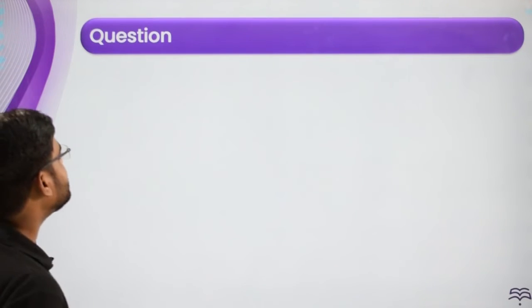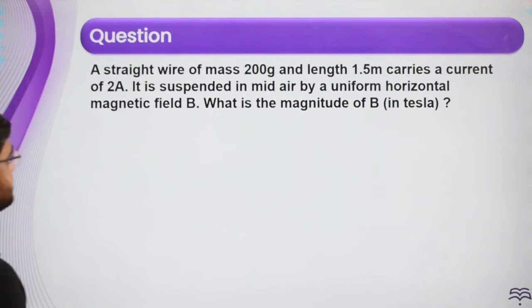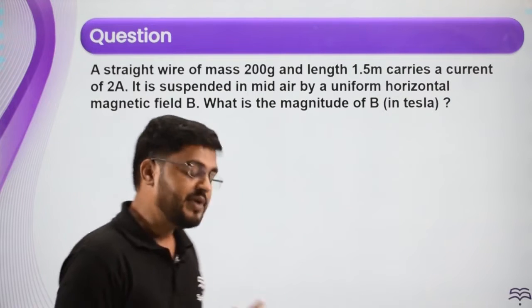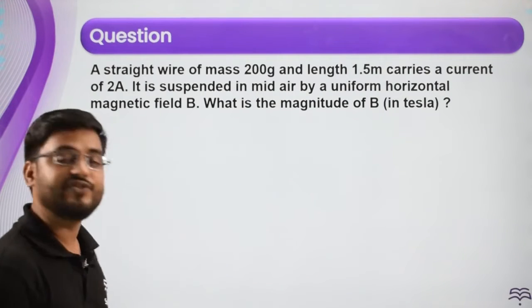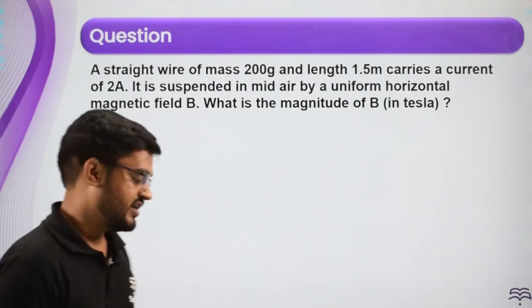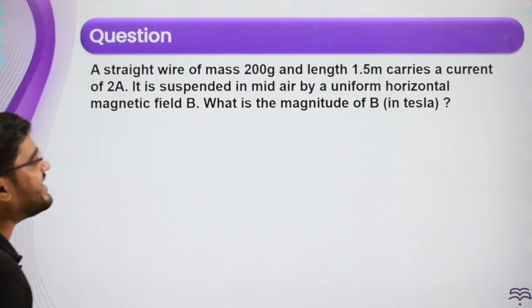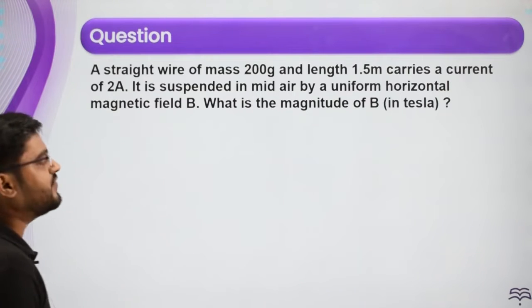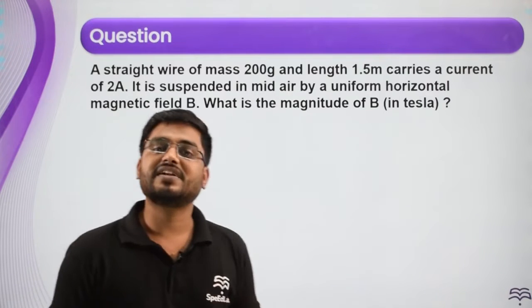Now there is a question. This question says a straight wire of mass 200 gram and length 1.5 meter carries a current of 2 ampere. So there is a wire which has some length and carries some current. Now it is suspended in mid-air by a uniform horizontal magnetic field B. What is the magnitude of magnetic field B in Tesla?